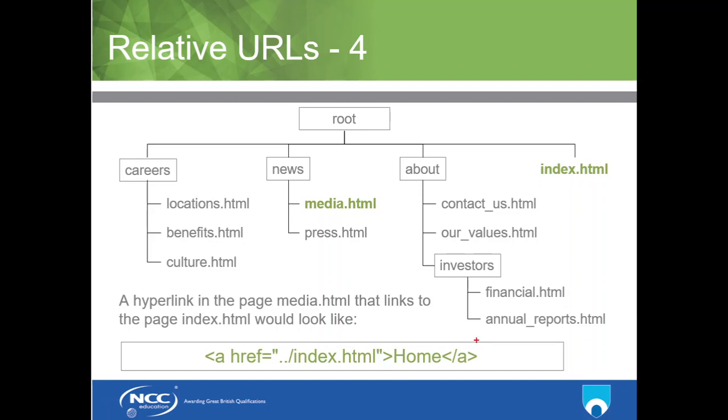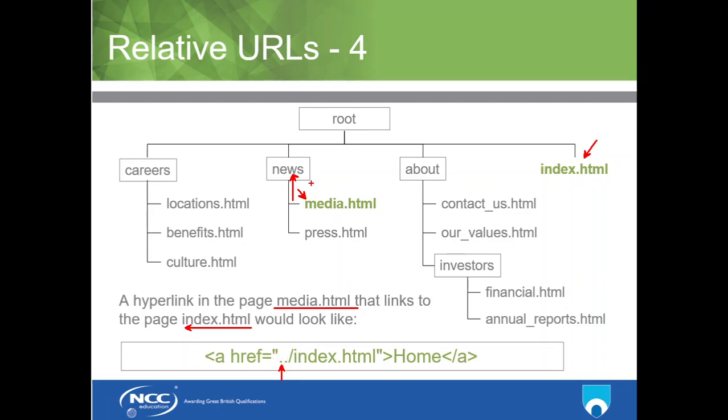Another example is we want to create a hyperlink in the page media.html, this one. So you want to create a hyperlink that when clicked will load index.html. Index.html is here. So you can see index.html is in the root folder. Media is on the news folder. So how to reach here? We have to first of all get out of the news folder. How do we get out from the news folder? By using two dots. So two dots, then forward slash.